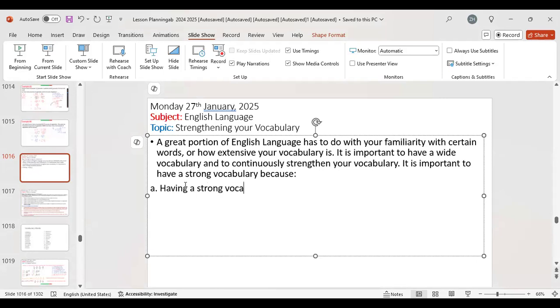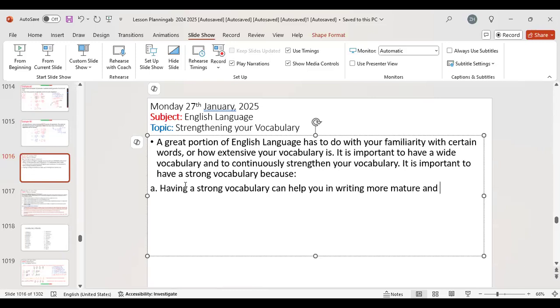Having a strong vocabulary can help you in what? How can it help your life? In writing and speaking. Getting a job. More mature. And specifically as it relates to the exam, let's focus on that. Having a strong vocabulary can help you write more mature.